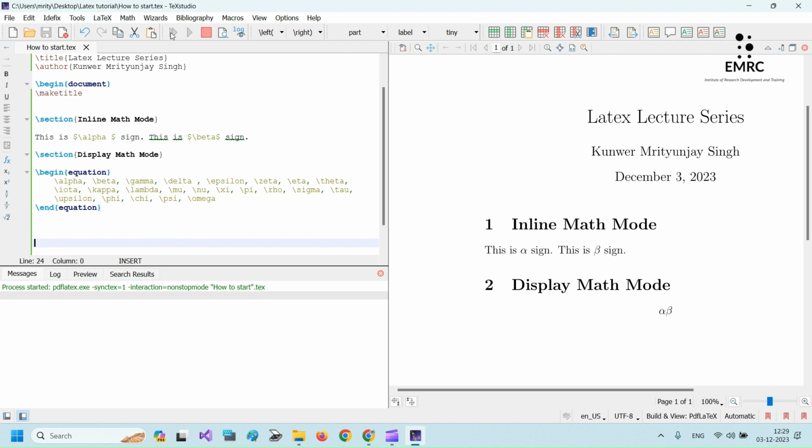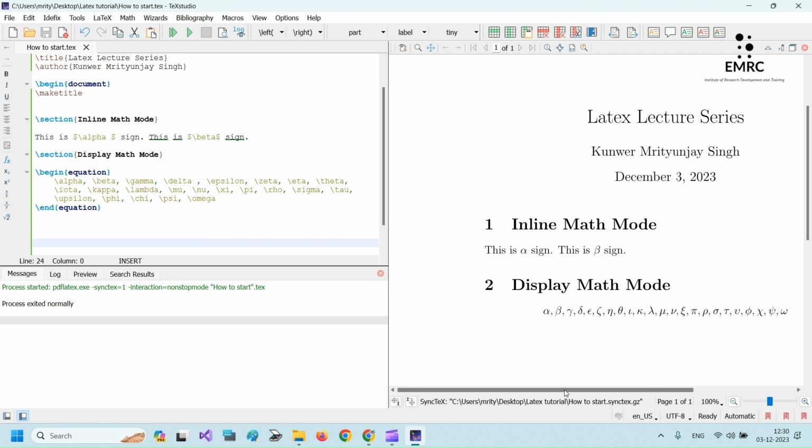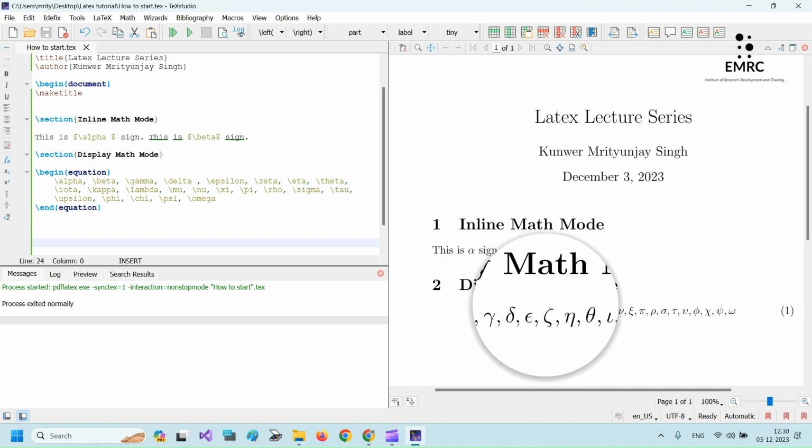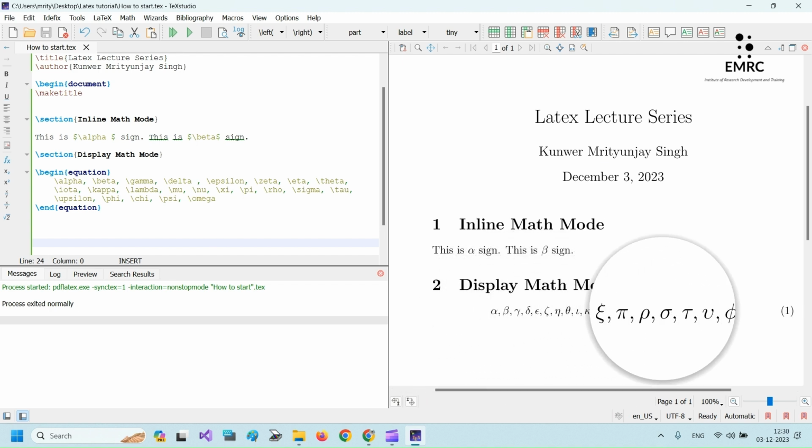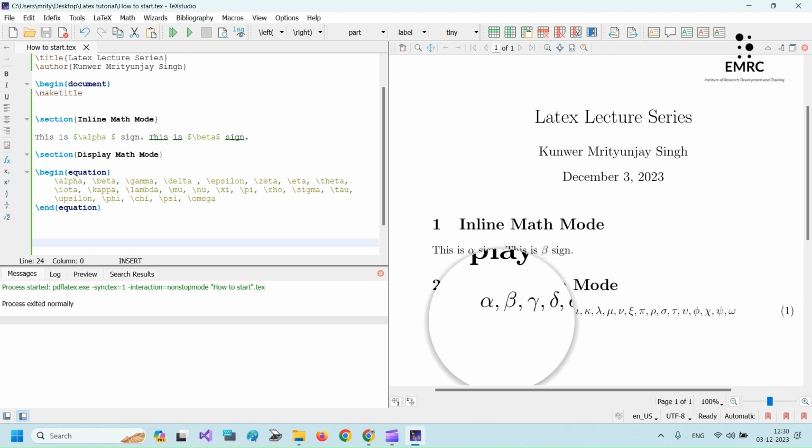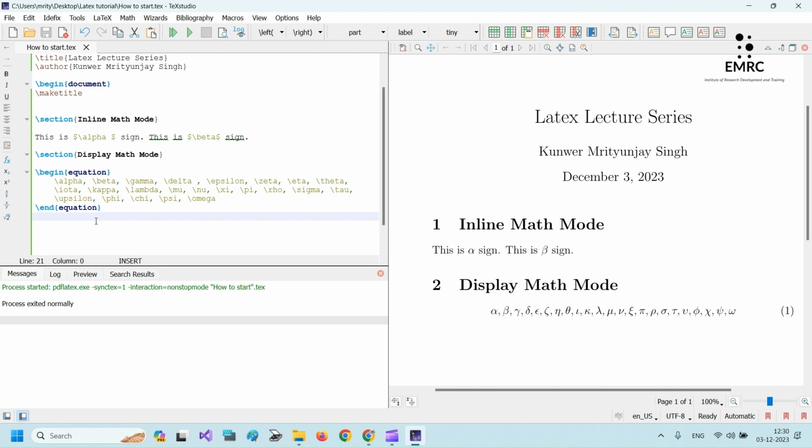Now compile it and see the output. You can see alpha, beta, gamma, delta, epsilon. You can see various symbols. In LaTeX, you can include various other symbols by giving some command. So when you are using the equation environment, it is called display math mode. When you use these dollar signs, it is called inline math mode. In inline math mode, you can insert the symbol anywhere between the text.